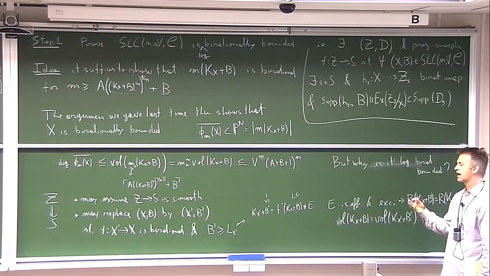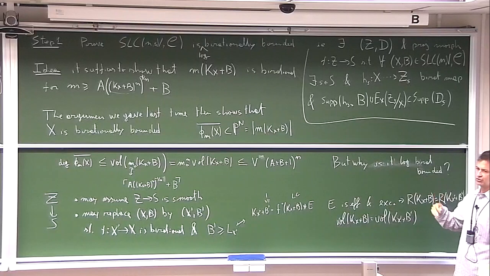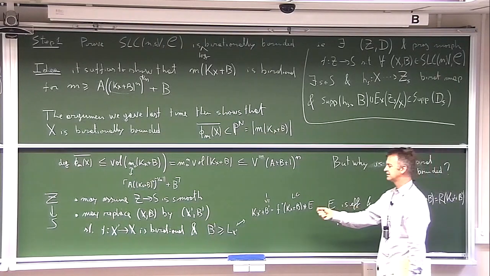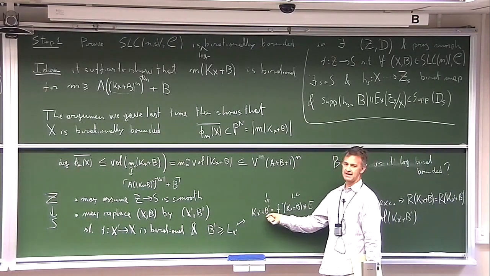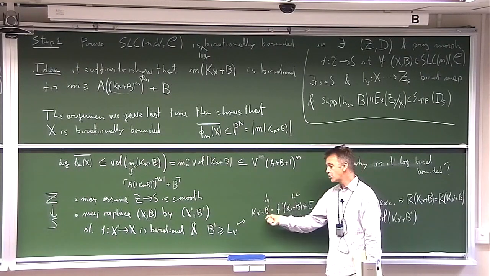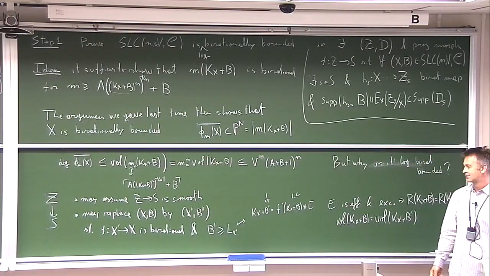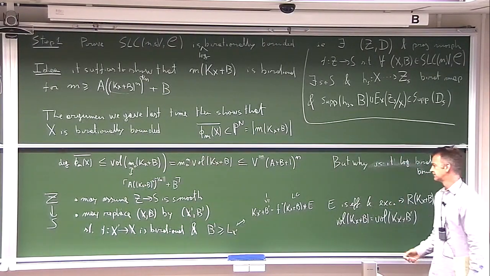So if you know this stuff, you know that the minimal log discrepancies are expected to satisfy the ACC. That means the biggest coefficient of this is expected to satisfy the DCC. But it's not true that all discrepancies satisfy this property. It's not true for all coefficients. So in fact, if you just do this, they will not belong to a DCC set. There's nothing you can do about it. So we do something much more simple-minded.